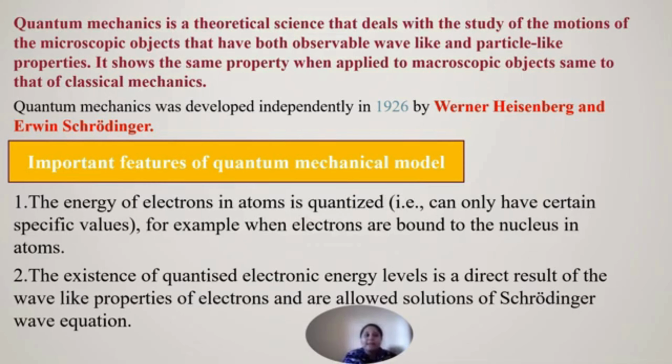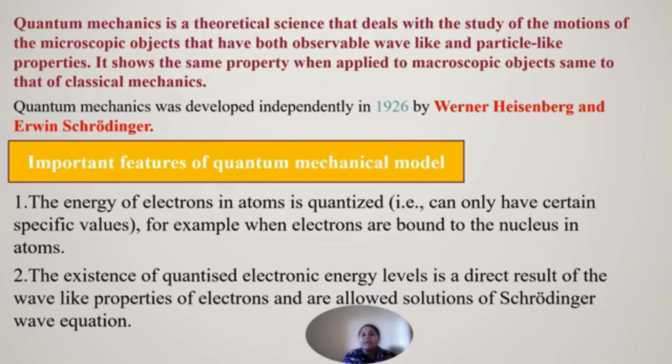This quantum mechanics was applicable to both microscopic and macroscopic objects. It was given by Werner Heisenberg and Erwin Schrödinger in the year 1926, alone by Heisenberg. So then what are the important features of this quantum mechanical model?